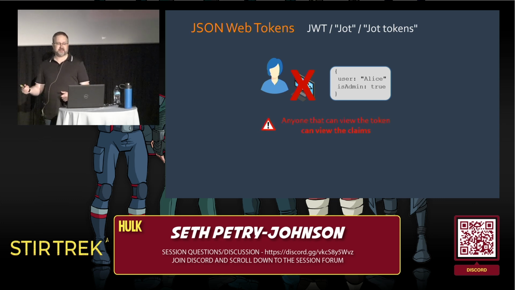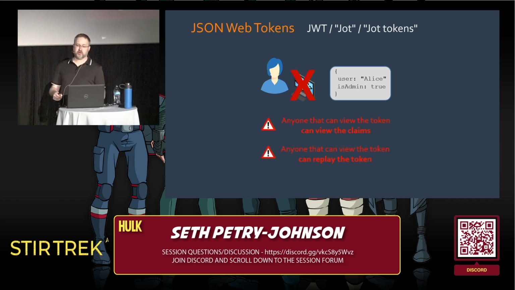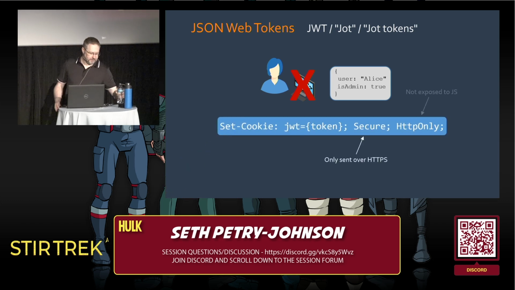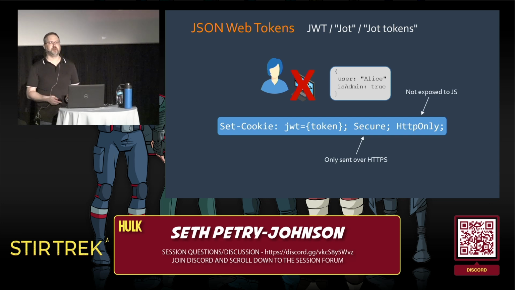Anyone that can access the token can read the claims because they're stored in the token as plain text. But more importantly, anyone that can access the token can reuse it. In this case, because the token identifies the user as Alice, anyone that steals the token would be able to impersonate her in our system. So the solution is to not expose the token to JavaScript at all.